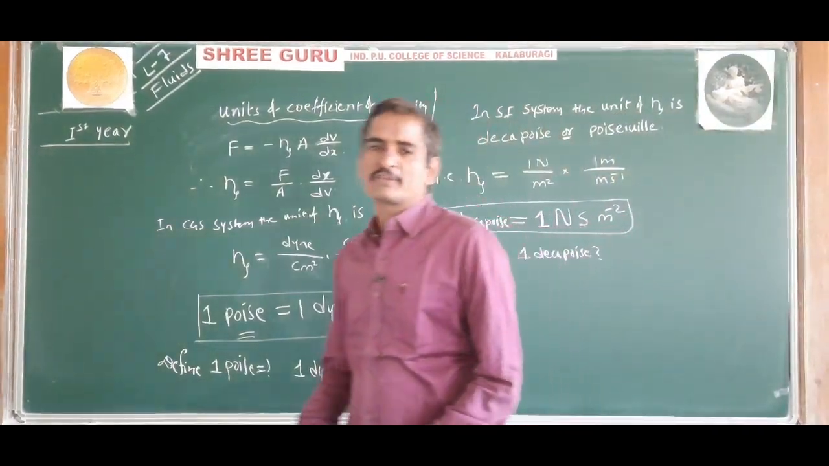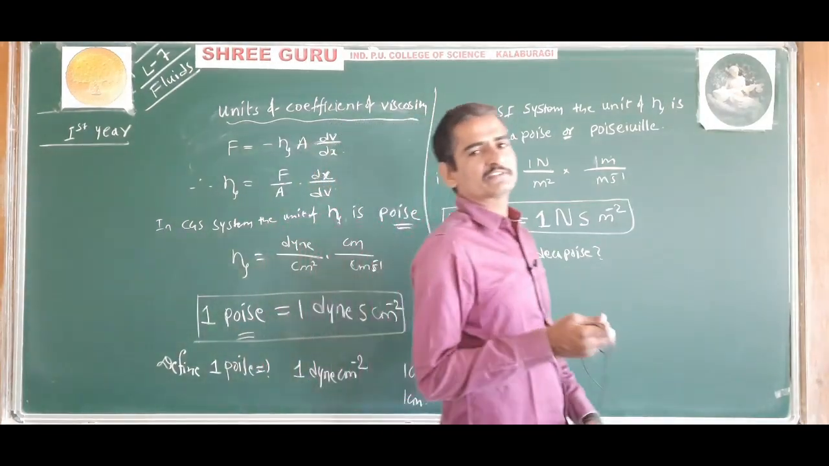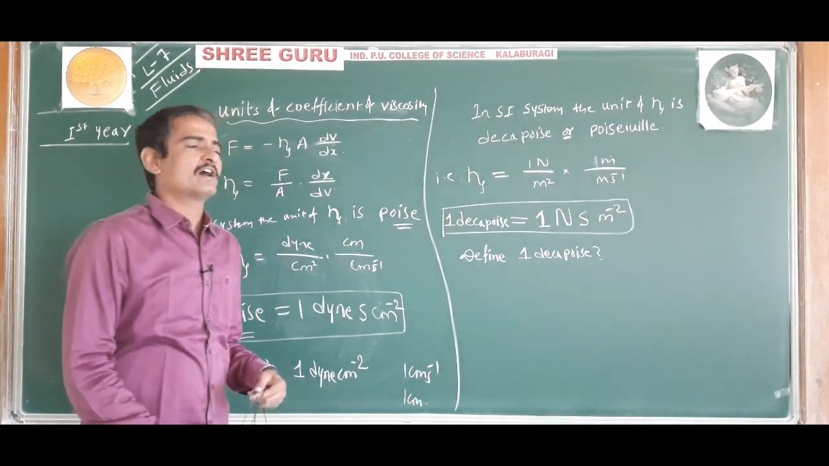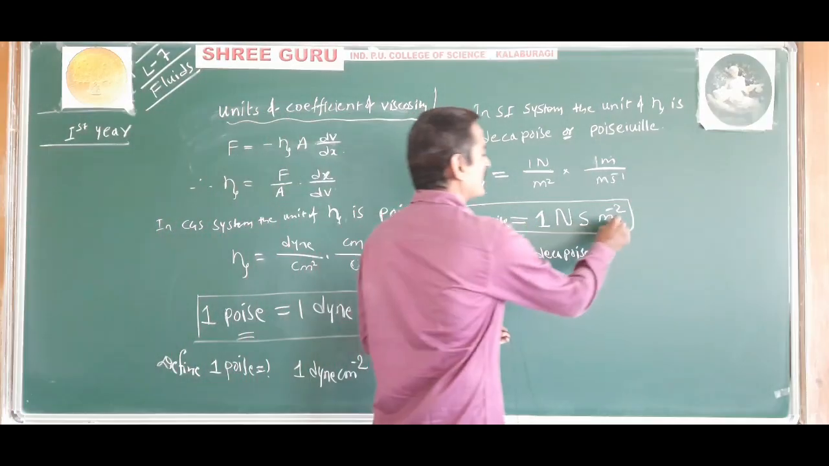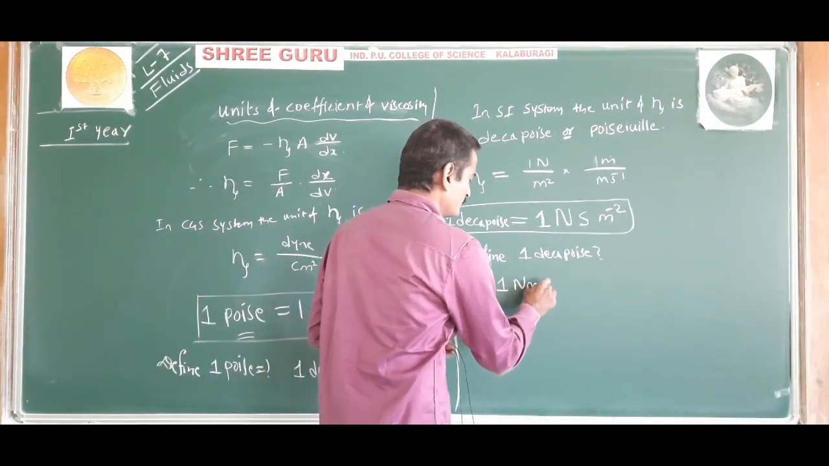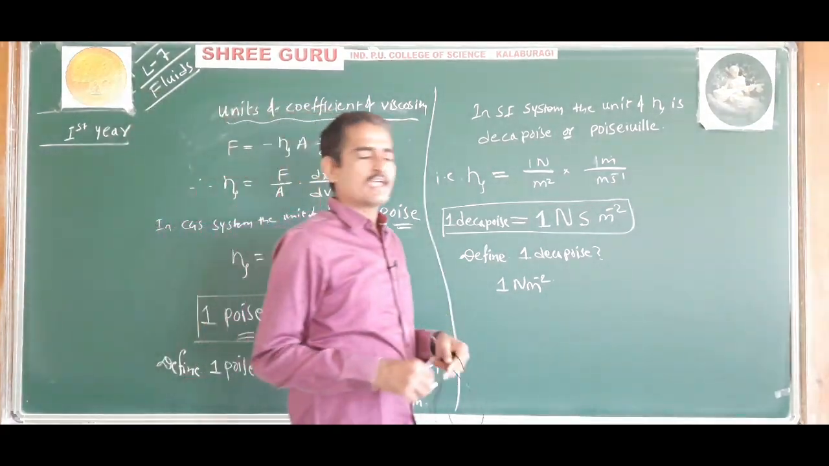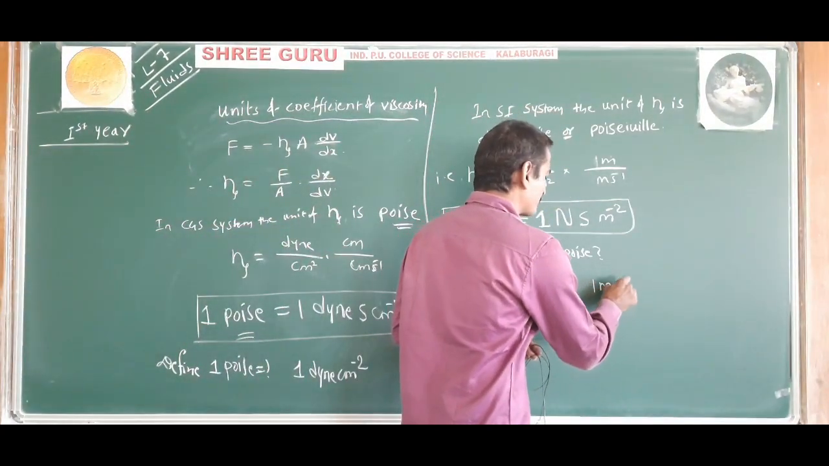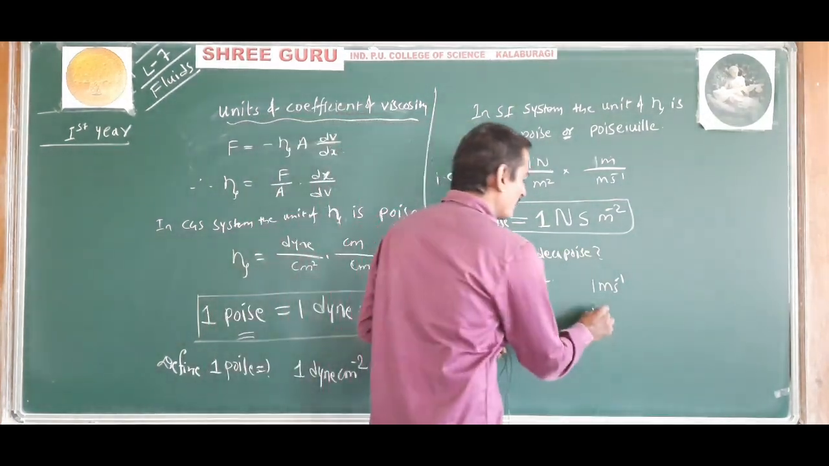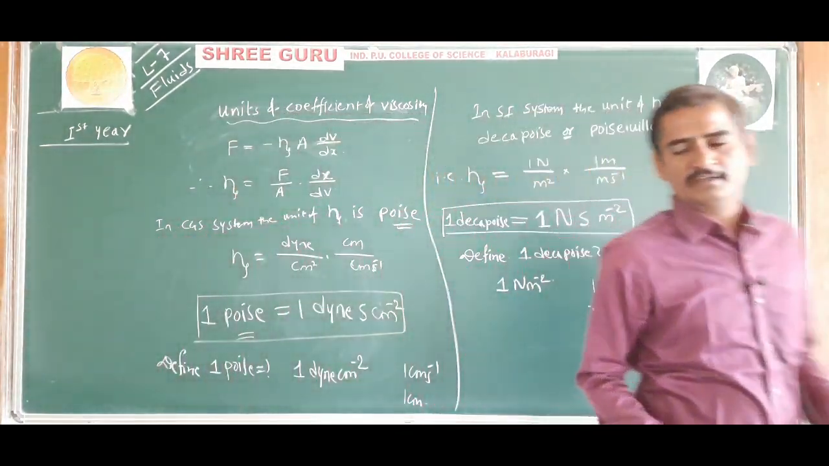The coefficient of viscosity of a liquid is said to be 1 decapoise if a tangential force of 1 Newton per meter square of the surface is required to maintain a relative velocity of 1 meter per second between two layers of the liquid 1 meter apart. Once again I will repeat.